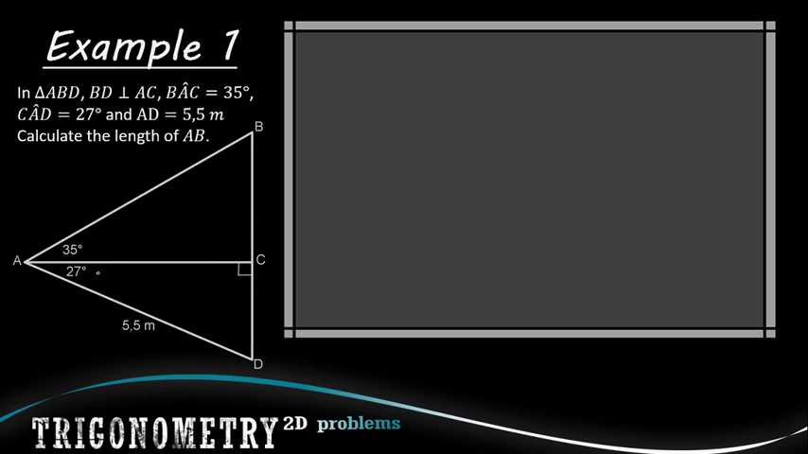So the first thing I'm going to do is find side AC, and using the trig ratios from this angle, side AC is your adjacent side and this is the hypotenuse side. So the trig ratio that applies to adjacent and hypotenuse is cos. So I'm going to say that cos of 27 degrees is equal to adjacent over hypotenuse. So that's AC over 5,5. And then I simply solve for AC. So AC is equal to 5,5 multiplied by cos of 27 degrees.